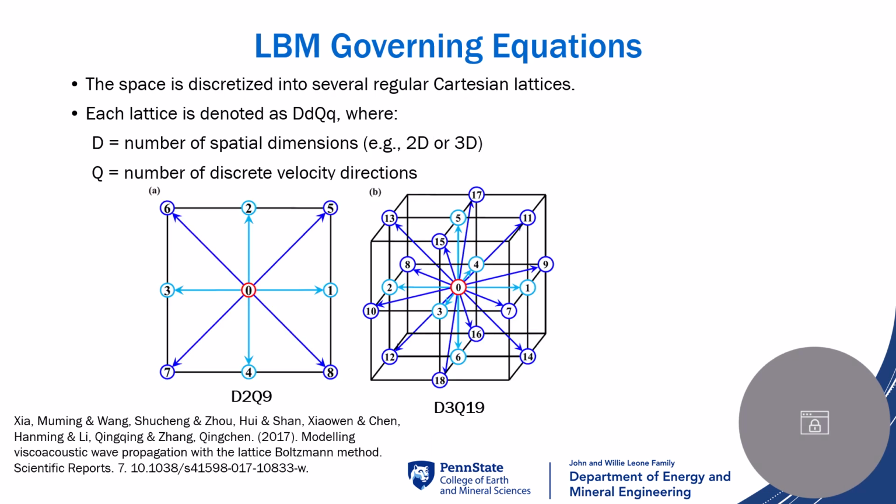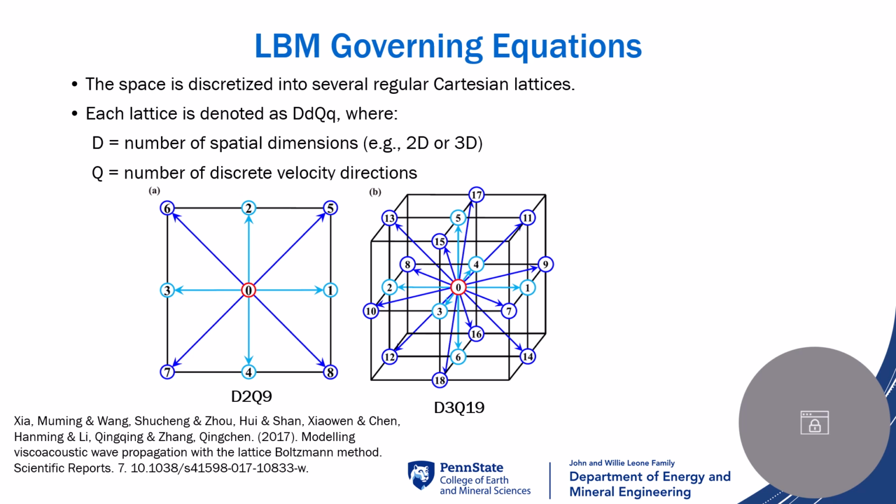Now, let's look at how space is structured in the Lattice-Boltzmann method. In LBM, space is discretized into several regular Cartesian lattices, structured grids where each node represents a point in space and connects to its neighbors through a fixed set of directions. This discretization is what allows the continuous physics of the Boltzmann equation to be implemented in a computationally manageable way.